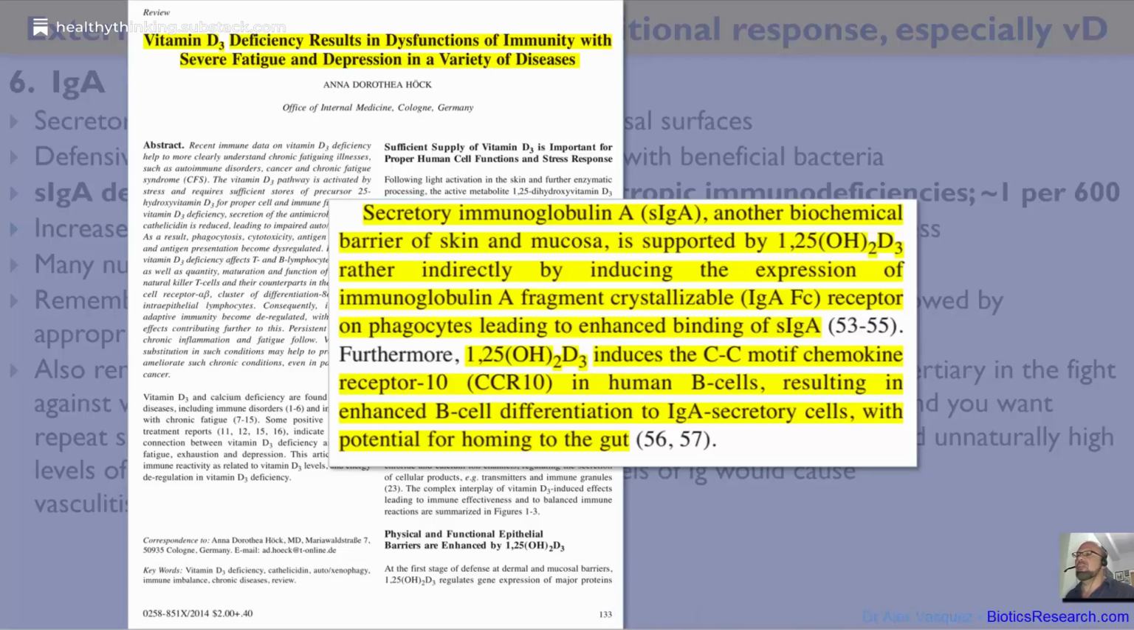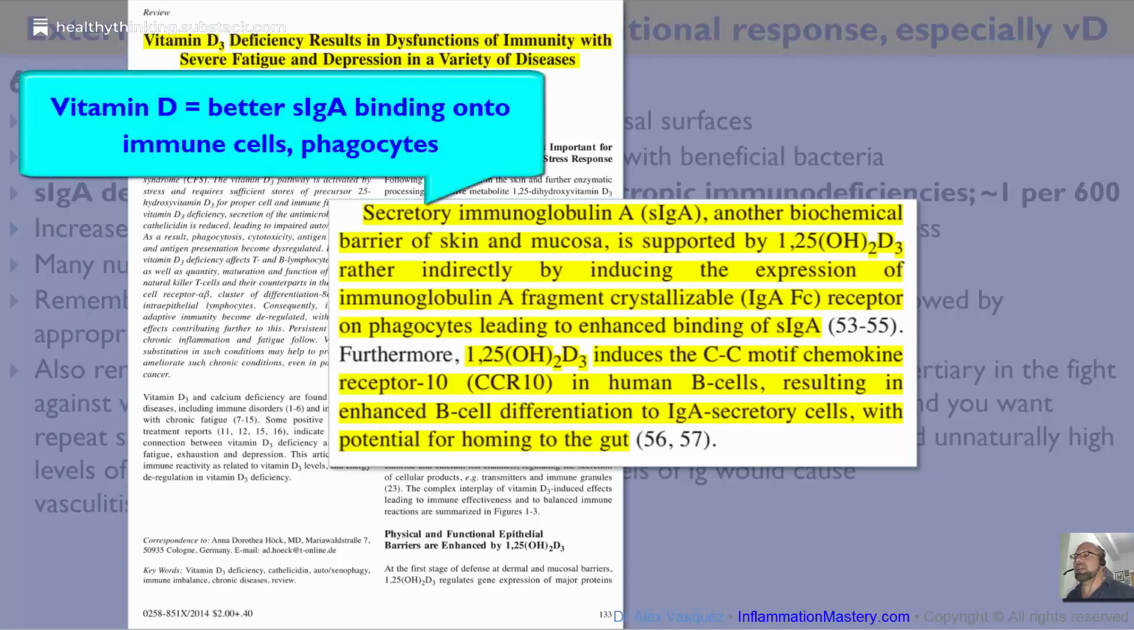And to her credit, this author provides a lot of really excellent detailed information within the scope of only 2 sentences. She states that secretory IgA, another biochemical barrier of skin and mucosa, is supported by vitamin D, rather indirectly by inducing the expression of the Fc receptor on phagocytes, leading to enhanced binding of secretory IgA.